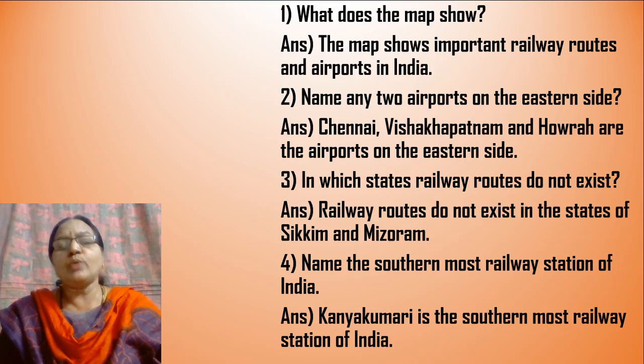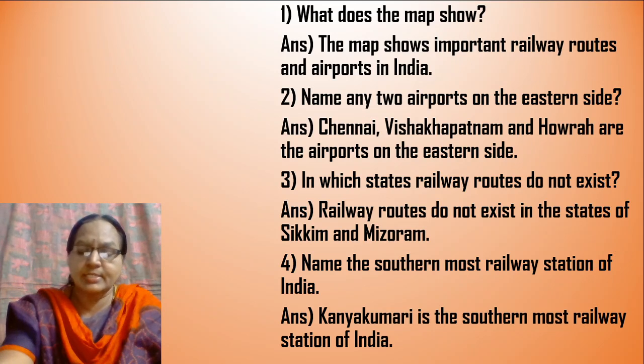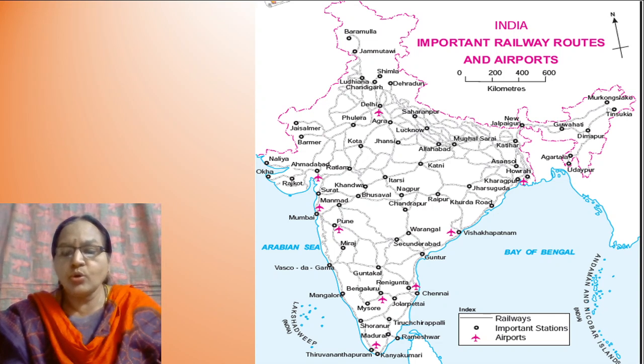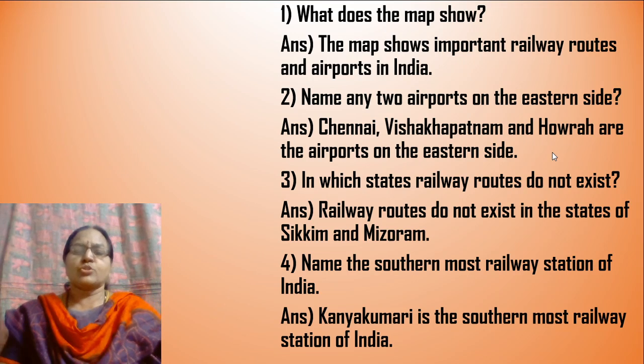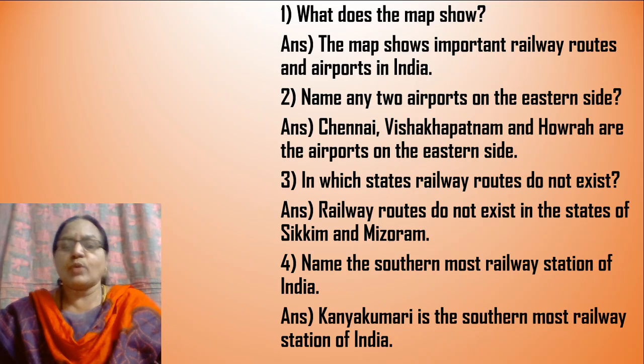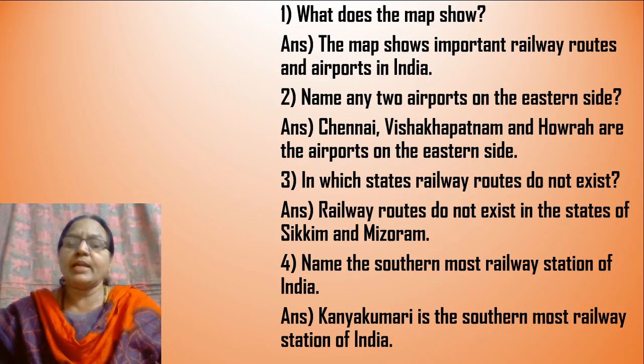Name any two airports on the eastern side. So there are many. Look at that. This is Howrah. We have Visakhapatnam, Chennai. So how many are there? Three are there. So any two is asked. You can write any two of them. Chennai, Visakhapatnam, and Howrah are the airports on the eastern side.